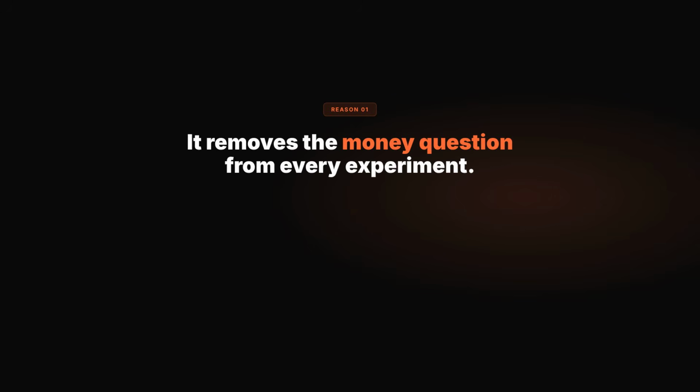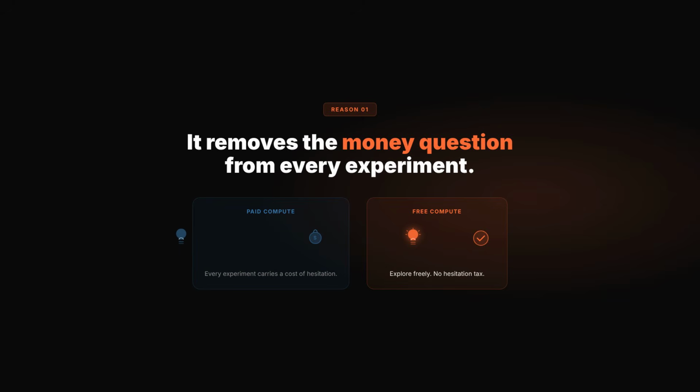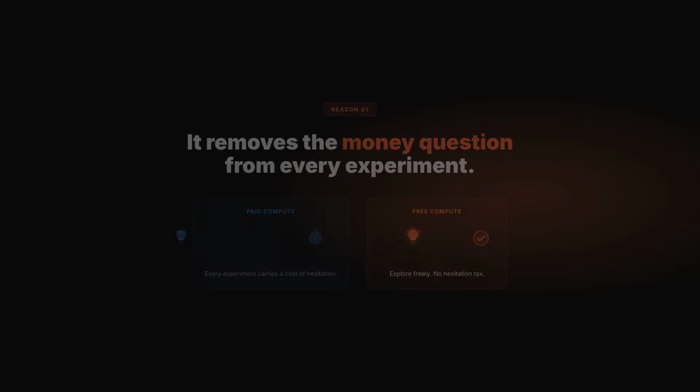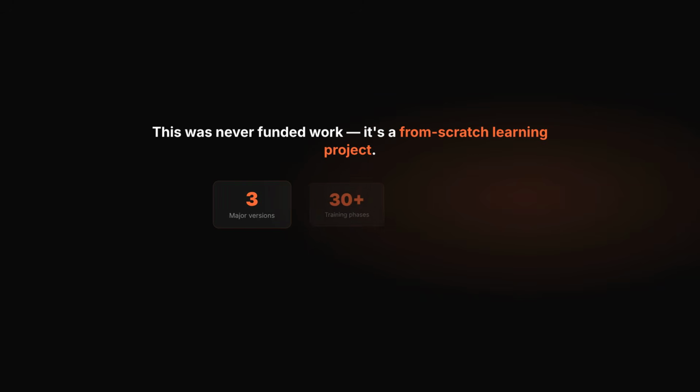The first reason is almost psychological, but it's real. The moment compute costs money, every experiment carries a small tax of hesitation. Is this idea worth the bill if it doesn't work? That hesitation quietly kills exploration. You stop trying the riskier architectural idea and default to the safe one, because the safe one is cheaper to be wrong about.